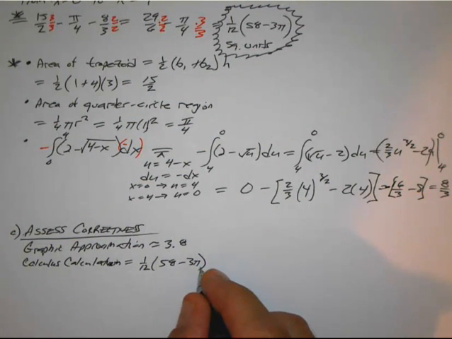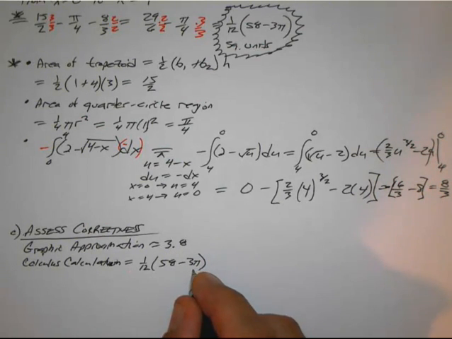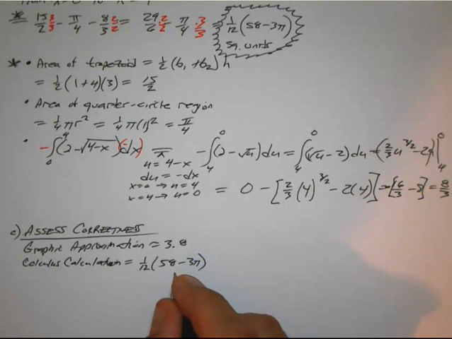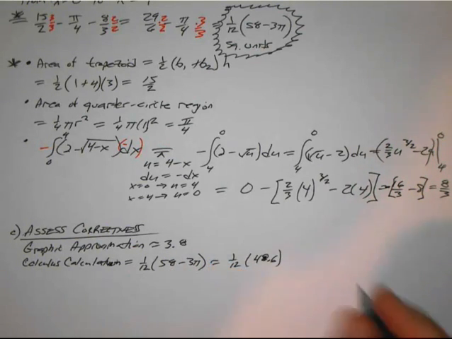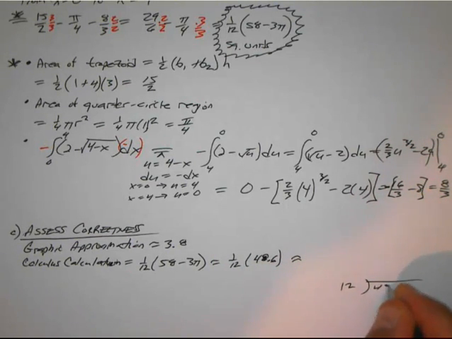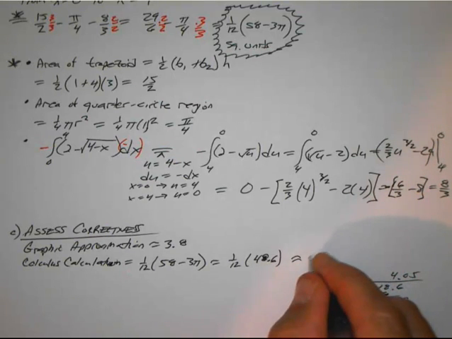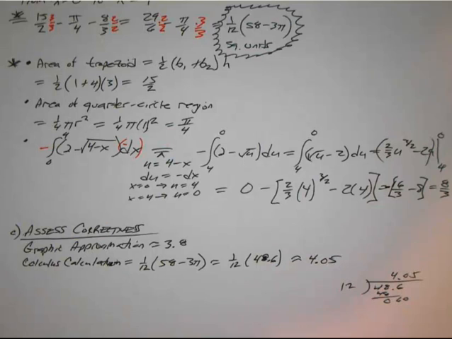Let's see, pi is about 3.14. 3 times pi then would be 9.42. 58 minus 9.4 would be 48.6. And so then it just comes down to doing something as simple as this. Let's see, that's 4. Okay, about 4.05. All right, let's see what we think here.